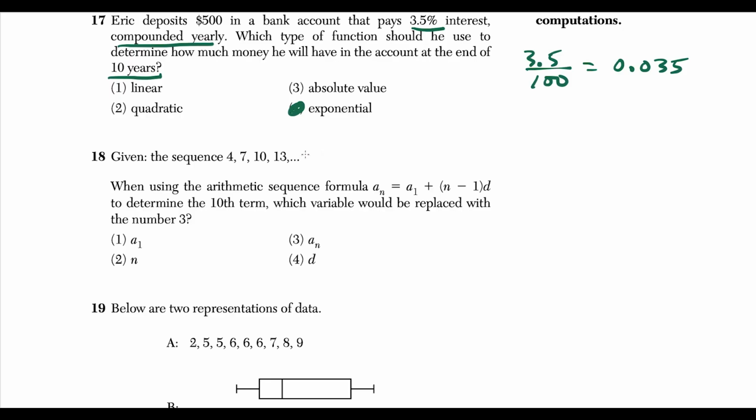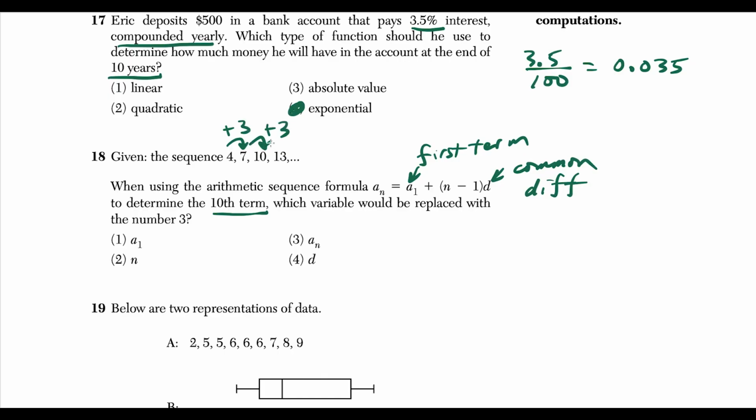For this question here, we have an arithmetic sequence and we have the formula for it. To determine the 10th term, which variable would we replace with the number 3? Well, just know this represents the first term, and then this is the common difference, which is the number that we add to get from one term to the next. Notice, to get from 4 to 7, we're doing plus 3. To get from 7 to 10, we're doing plus 3. And to get from 10 to 13, we're doing plus 3. So the common difference here is equal to 3.